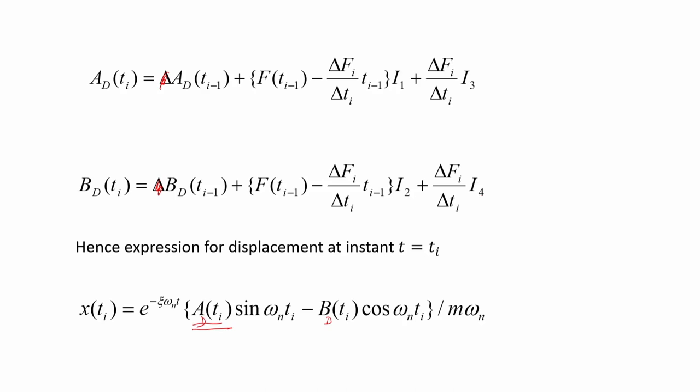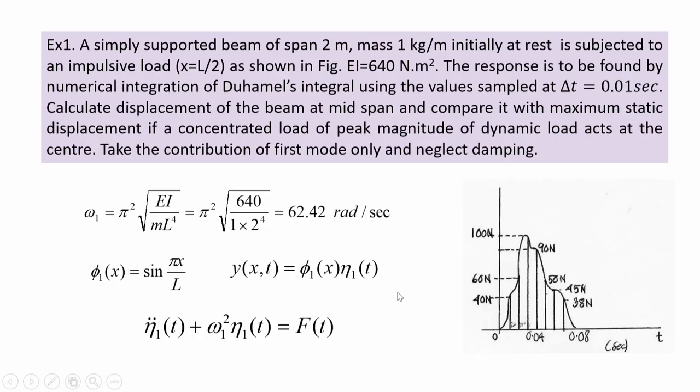Hence, the expression for displacement at time instant ti will be x(ti) equal to e to the power minus xi omega n t into [A_d(ti) sin omega n ti minus B_d(ti) cos omega n ti] divided by m omega n. Okay. Let us discuss a numerical problem.